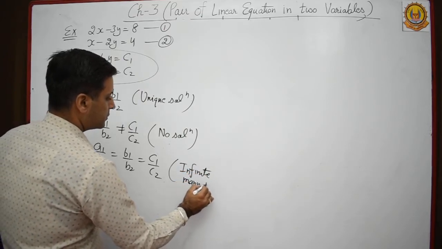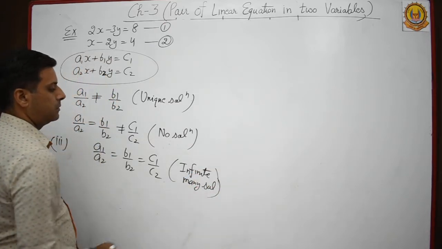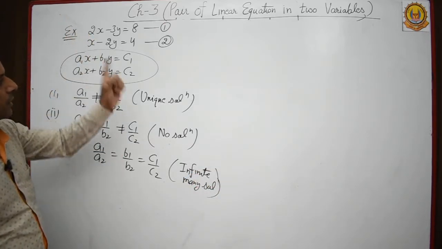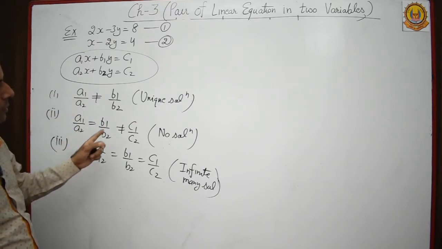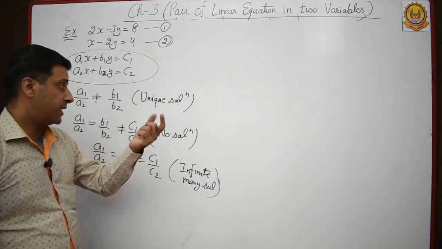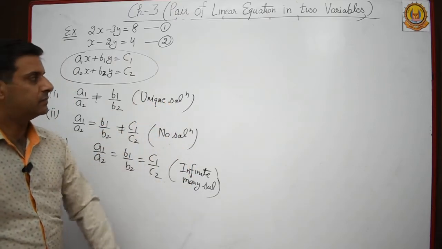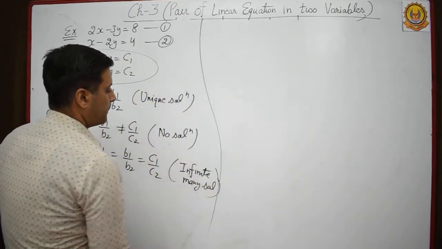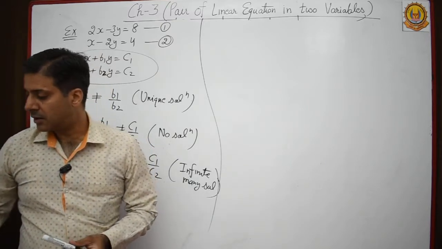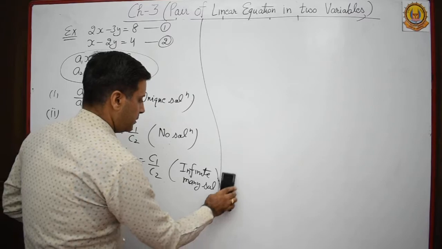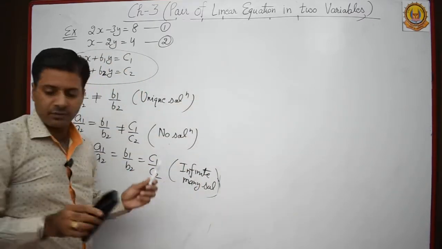Infinite many solutions. Clear? Before solving the question, you can first check by comparing the ratios, and you can see what kind of solution you will get after solving the question. Now graphically, if I want to know what kind of graph I will get, I can also check with the help of this ratio.